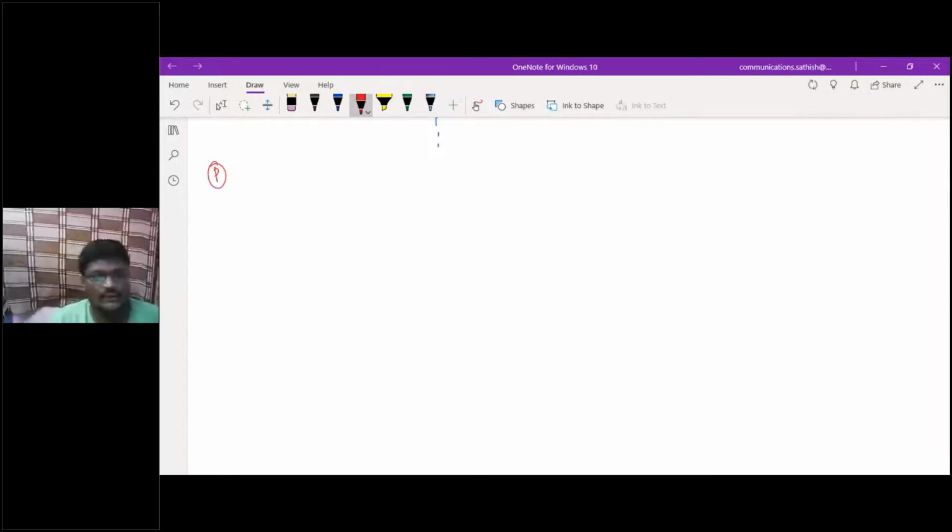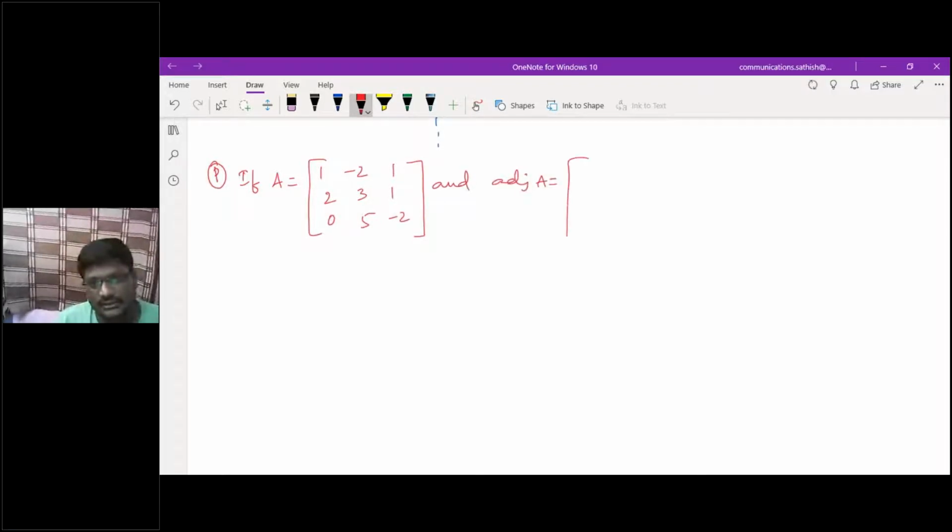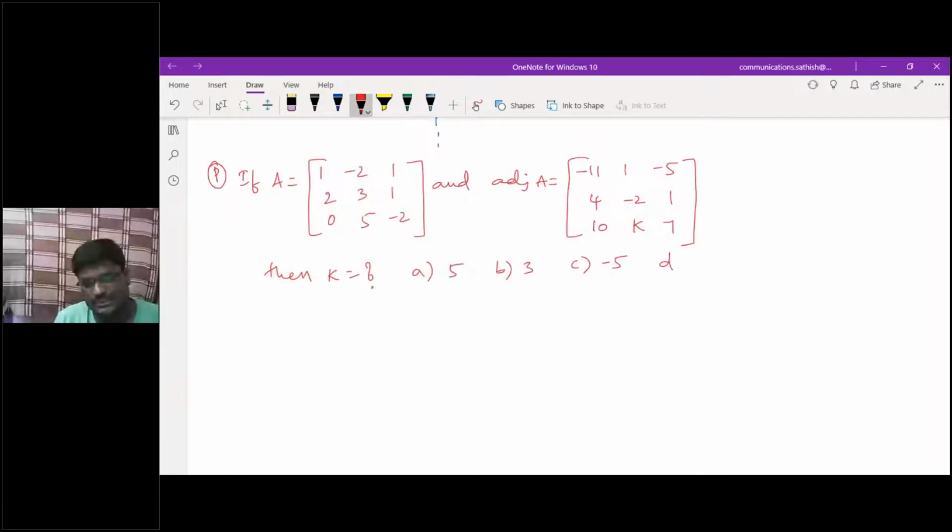If capital A is equal to 1, minus 2, 1, 2, 3, 1, 0, 5, minus 2, and adjoint of A is equal to minus 11, 1, minus 5, 4, minus 2, 1, 10, K, and 7, then A K is. This is the question. Give me the answer for this.